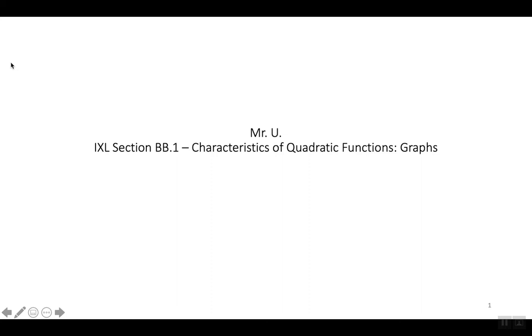IXL section BB.1, characteristics of quadratic functions, graphs. This is the first of many IXLs that we're going to do on quadratic functions. This is an extremely important topic.